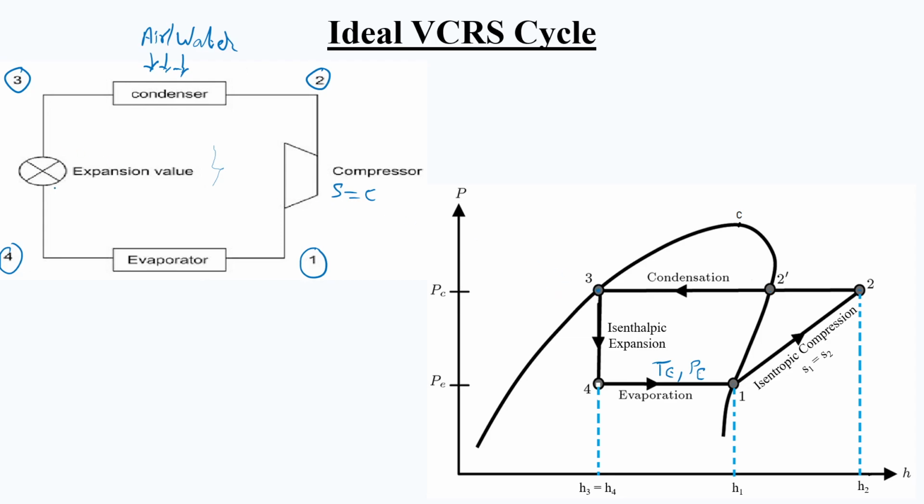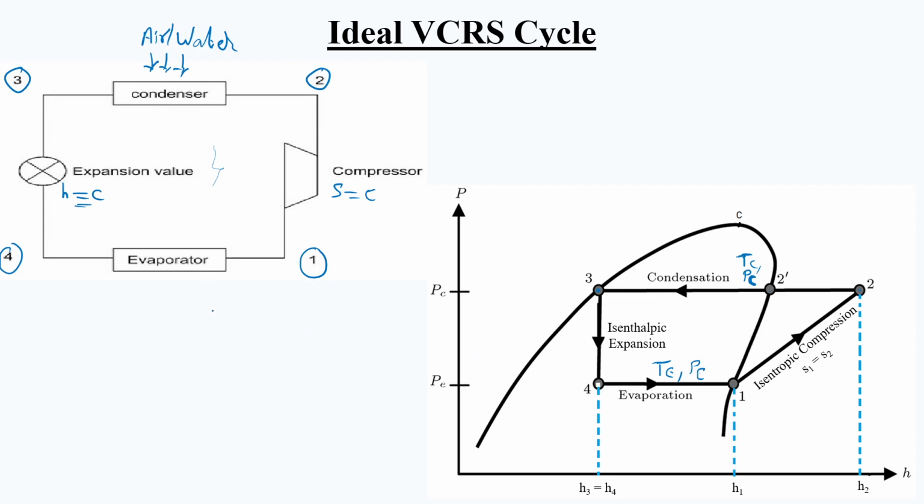Then it will pass through an expansion valve where it will undergo an isenthalpic expansion, or an expansion at constant enthalpy, that is from 3 to 4. That is, the enthalpy of the refrigerant before coming into the expansion valve and after going out of the expansion valve remains constant as shown here. Also, we can see that the condensation pressure and temperature, Pc and Tc respectively, will be specified in the problem.